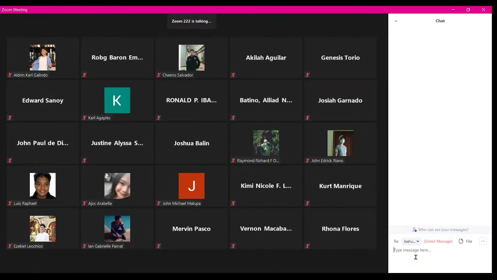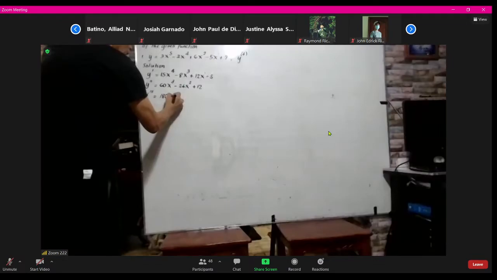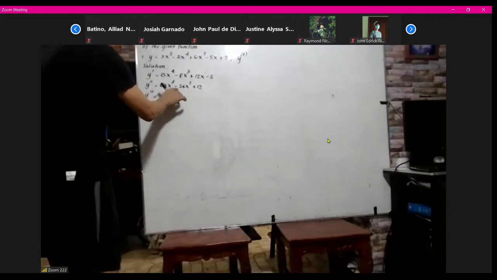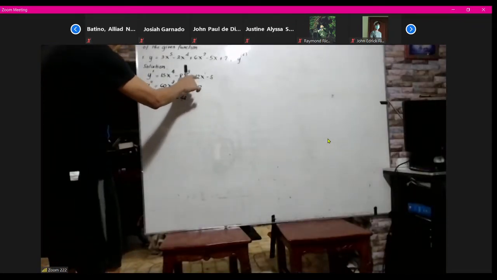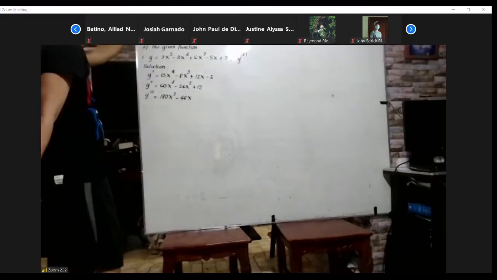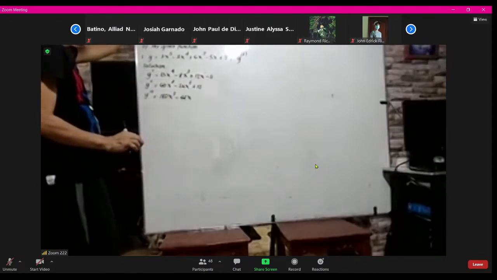Then, proceed tayo sa third derivative. Okay? Or, bali, the third derivative of y. So, 60 times 3, 180. Then, x. Bawas tayo ng power ng isa, so magiging 2 na lang. Okay? Negative 24 times 2, negative 48. Then, bawas tayo ng power dun sa taas, x raised to 2 minus 1, magiging x na lang. Okay? Then, the derivative of the constant is equal to 0. Hindi na natin ilalagay yan.